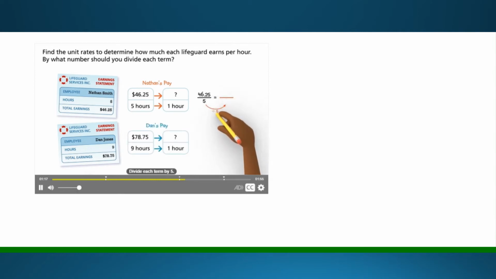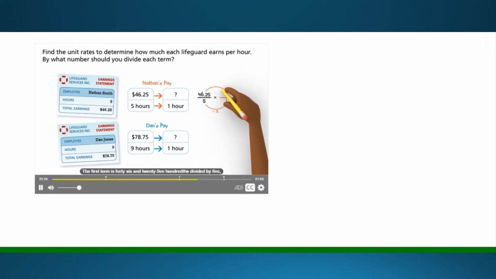Divide each term by 5. The second term is now 1 hour. The first term is 46 25/100 divided by 5, or 9 25/100. Nathan earns $9.25 per hour.